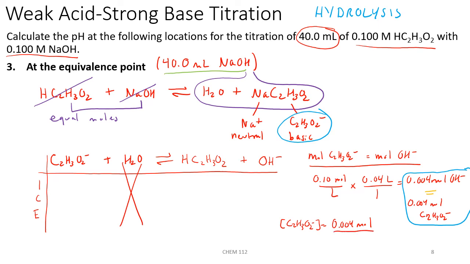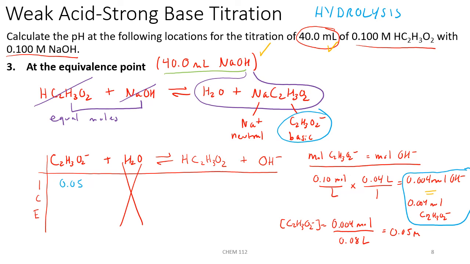So we had 40 milliliters of our weak acid. We added 40 more milliliters of sodium hydroxide. At this point, we have a total of 80 milliliters in our flask. So we're going to divide by 0.08 liters at this point. This gives us an acetate ion concentration of 0.05 molar. So at the equivalence point, we have 0.05 molar acetate. We're going to plug that into the initial line of our ice table. And now it just becomes like any other weak base calculation.